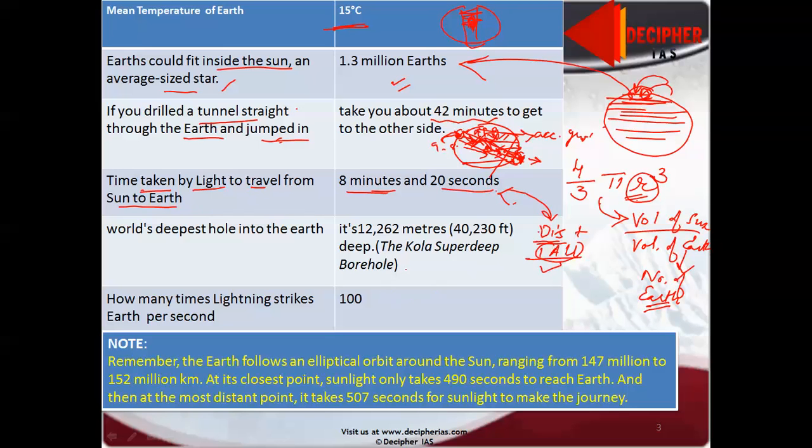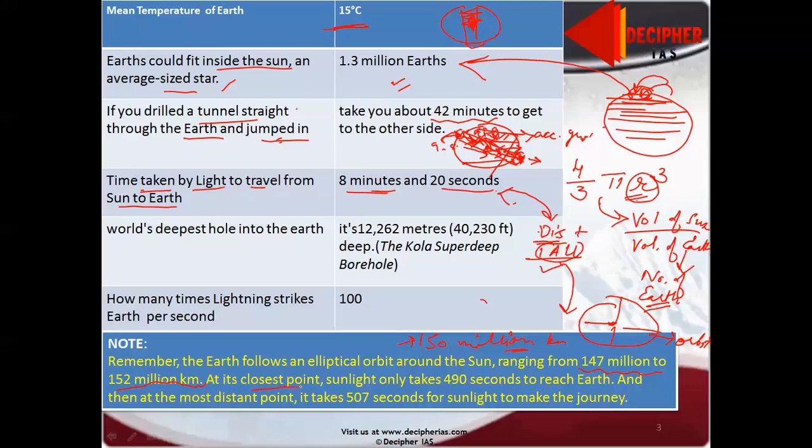Now it should be noted that the orbit of Earth is elliptical. So at some points Earth is nearer and at some points Earth is farther from the Sun. So we have taken the average. The average came out to be 150 million kilometers, but it can deviate from 147 million kilometers to 152 million kilometers.